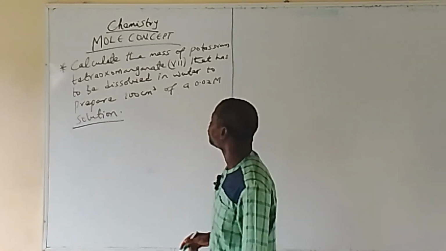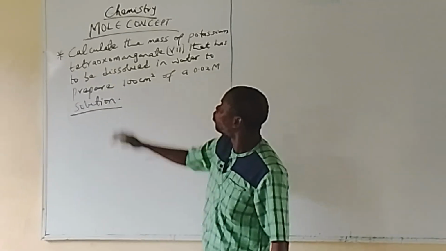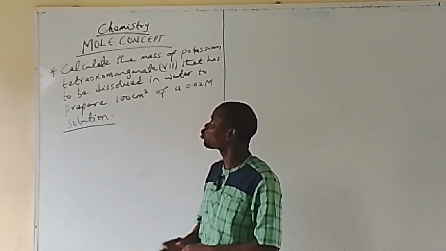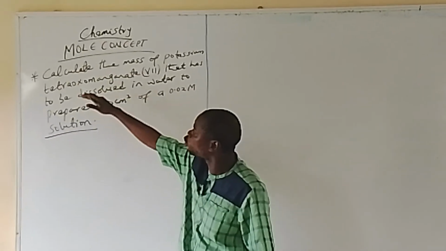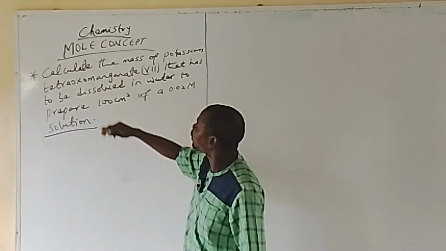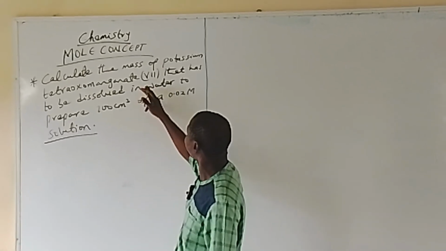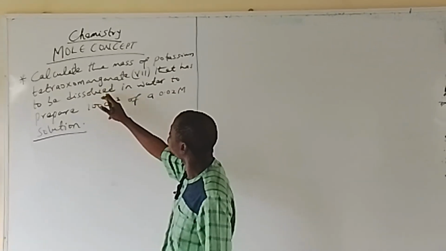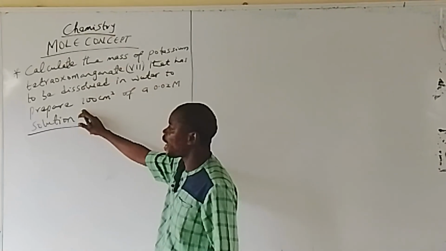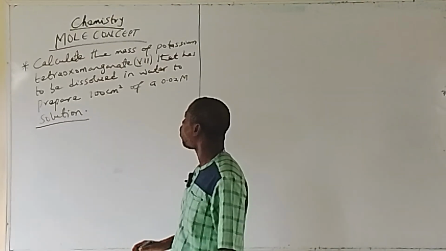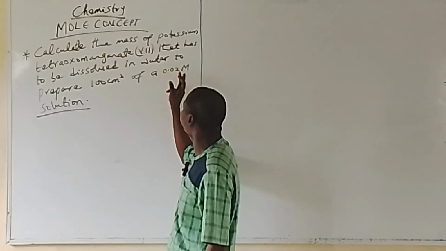Welcome to another video. So this is a question on mole concepts. I want to solve this question. The question goes thus: calculate the mass of potassium tetraoxomanganate 7 that has to be dissolved in water to prepare 100 cm cube of a 0.02 molar.